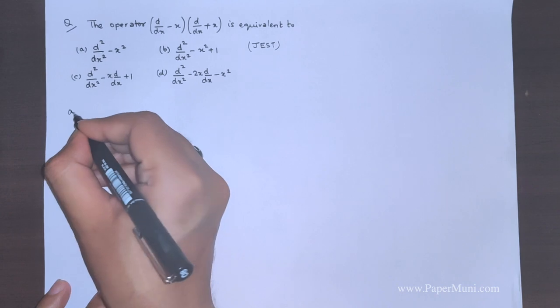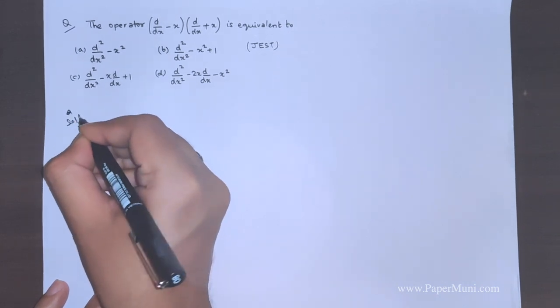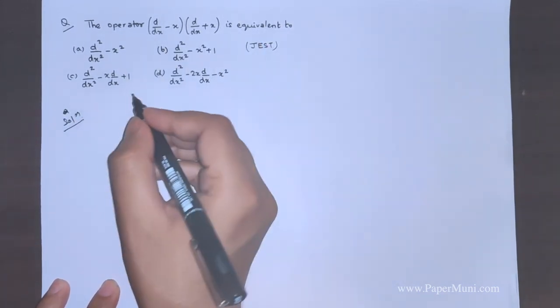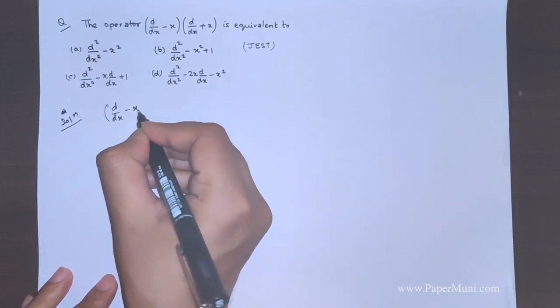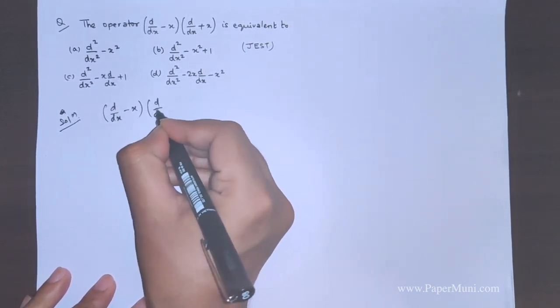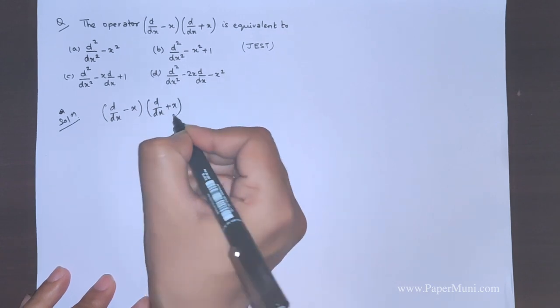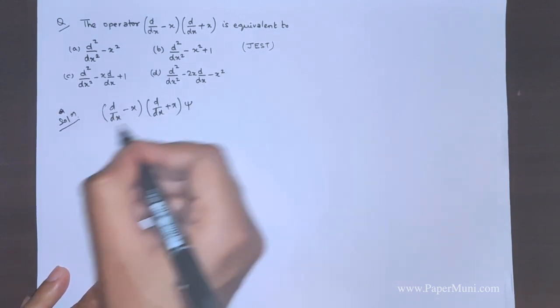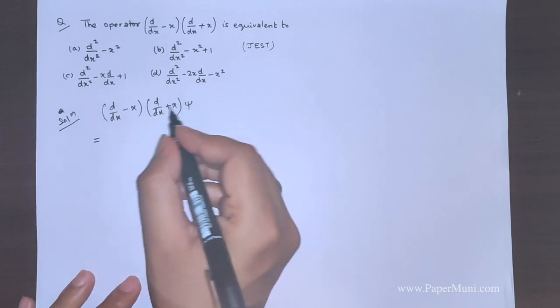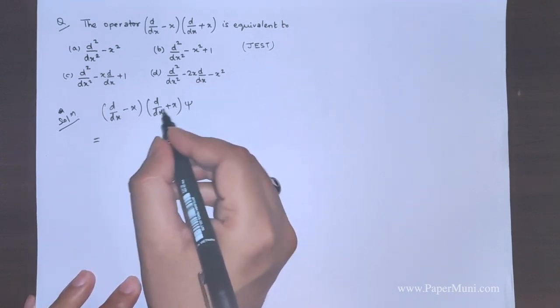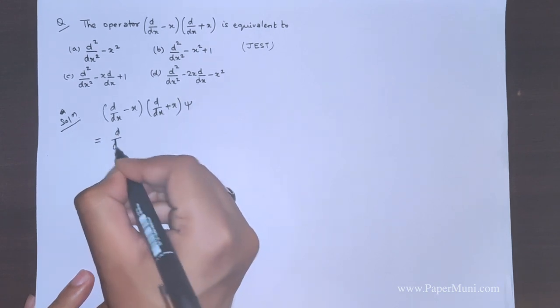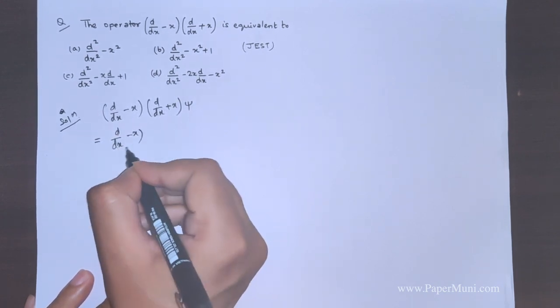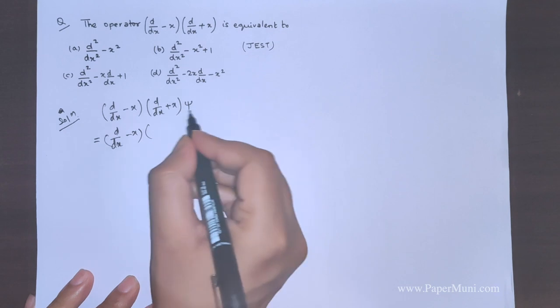What you need to do is, since the order of operators matters, you just take a dummy wave function and operate this thing. You cannot just multiply it, because sometimes we can miss some step without the wave function. So it's better to use a dummy wave function. In this case, we just operate this.